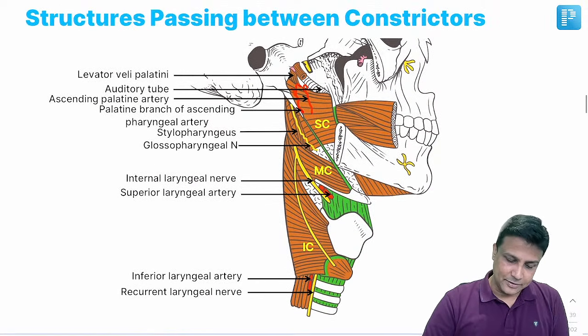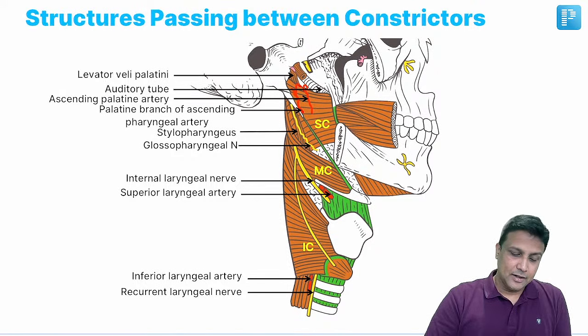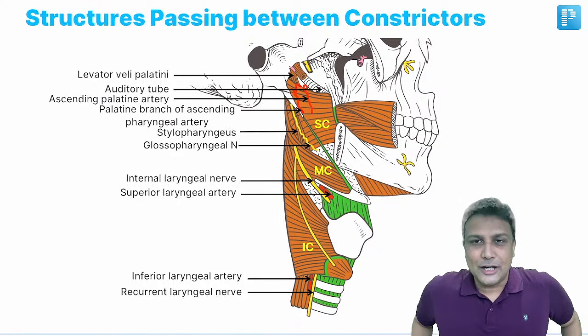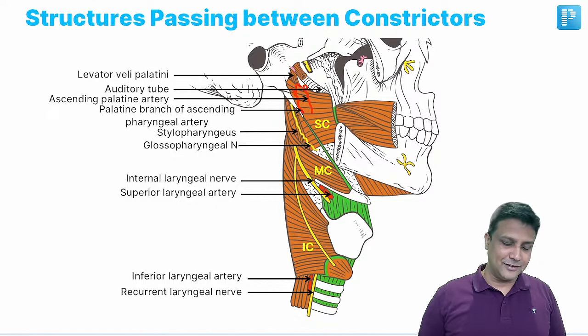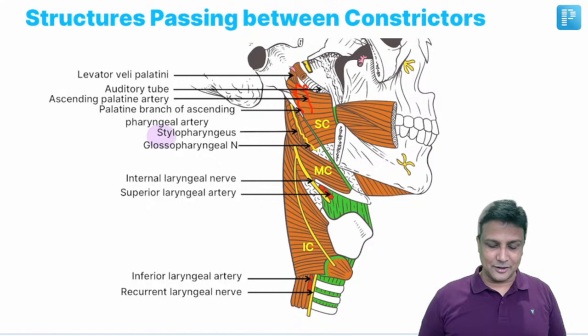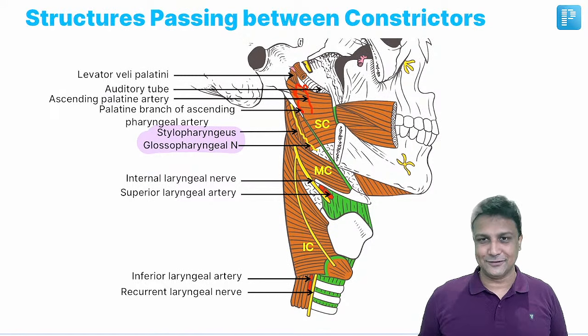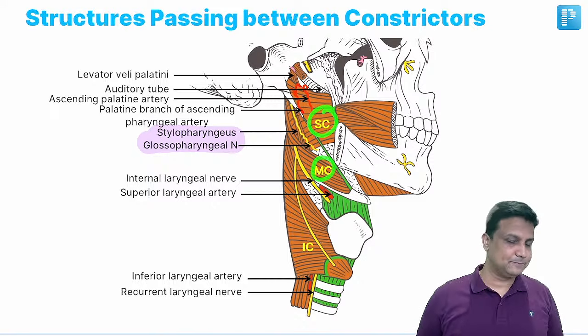Now another important concept here: what are the structures which are going to pass through the constrictors? Now in this diagram, you're able to see the superior constrictor muscle here and the middle constrictor. Between the superior constrictor and the middle constrictor, you will be able to appreciate there is a muscle passing from here. That muscle will be the stylopharyngeus muscle. Stylopharyngeus muscle. And I told you in the last class also, the stylopharyngeus muscle has to do style, and what do you need to do style? Glass. So it is supplied by the glossopharyngeal nerve. These two are going to pass between the superior constrictor and the middle constrictor.